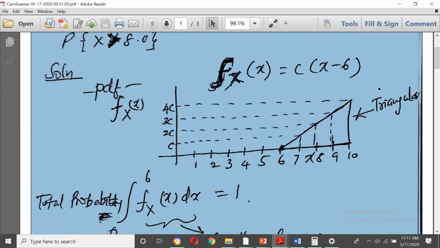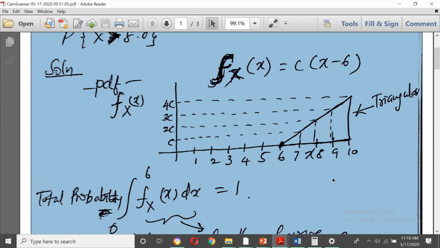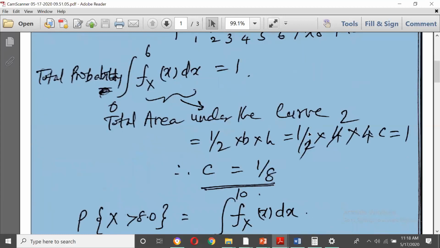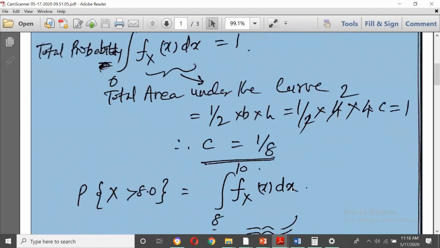But we know the formula for the triangle: half into base into height. So base is 6 to 10, that is 4. Height is 4c. So half into base into height is half into 4 into 4c equal to 1. So this will become 8c, and therefore c will be 1 by 8. So we can find the value of c like this.